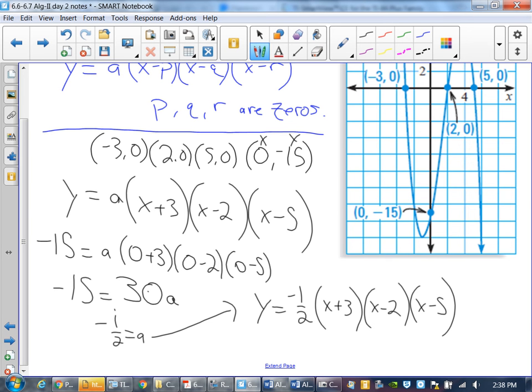So we just have to write it out like that. Don't FOIL that out. Please don't. You don't need to. There's no reason to FOIL that out. This is the only time you don't have to FOIL it out, okay?